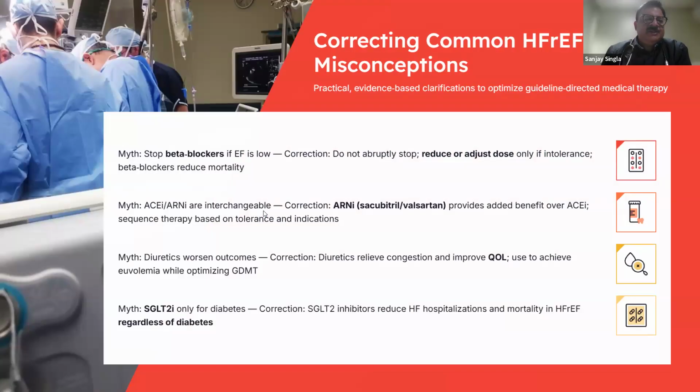There are some corrections of myths. Stop beta blocker: if EF is low, beta blocker should be given at any place in heart failure. We have to keep the heart rate between 50 and 60. ARNI and ACE inhibitors are not interchangeable. ARNI has got better results as compared to ACE inhibitors. We have seen the PARADIGM-HF trial. Diuretics worsen outcomes: this is a myth. Diuretics relieve congestion and improve quality of life, but they should be taken off once the patient is euvolemic. And SGLT inhibitors are not only for diabetes, they are part and parcel of our treatment.